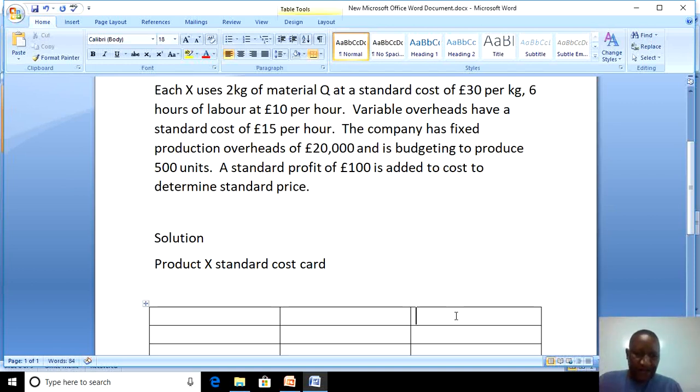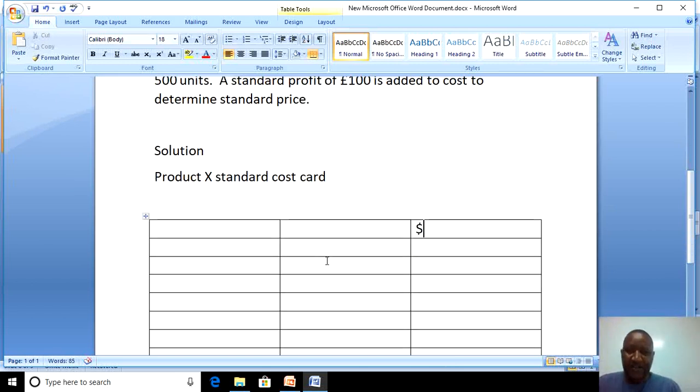So what we have in terms of price, this is a pound. Can we find a pound somewhere there? Let's use a dollar. I can't see the pound quickly there, so let's use a dollar. It's just a sign of the amounts of money. So let's start.